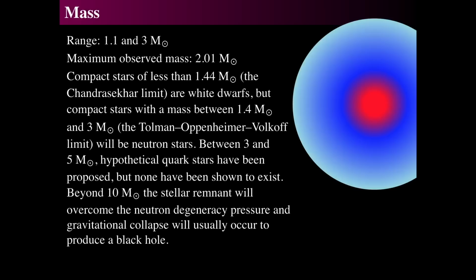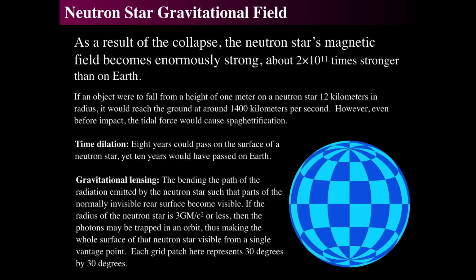And what are quarks? Quarks are the constituents of neutrons and protons. However, there are no objects known that could possibly be a quark star, because the maximum observed compact star is about 2.01 solar masses. Beyond 10 solar masses, nothing's going to win. Neutron degeneracy pressure, no matter what, will lose, and it will have to collapse to a black hole. So let's see what that works out to be.